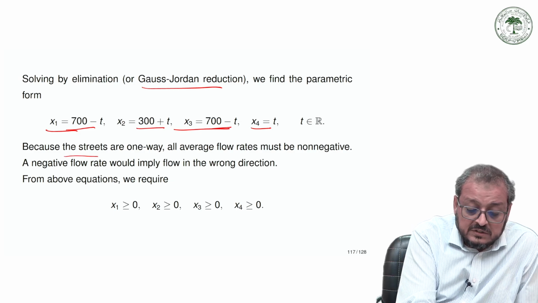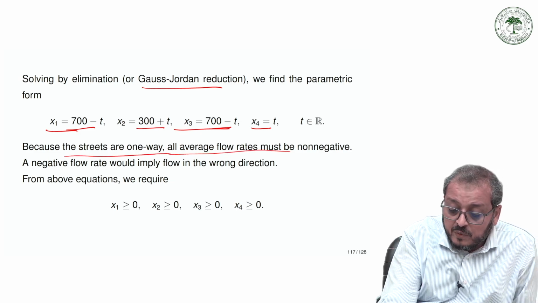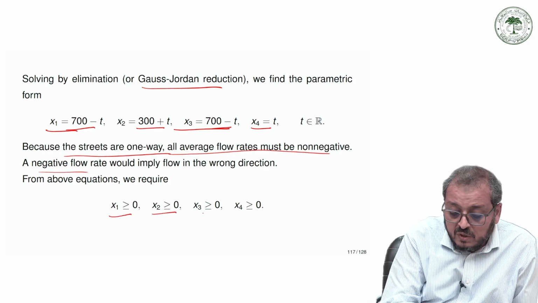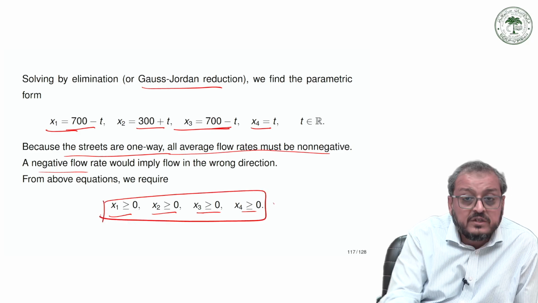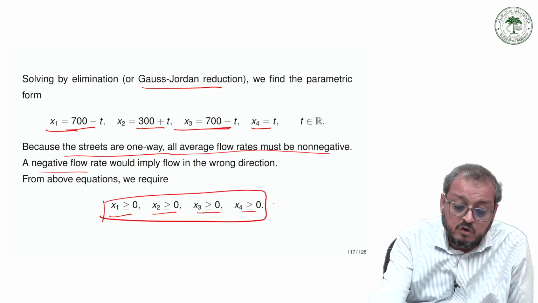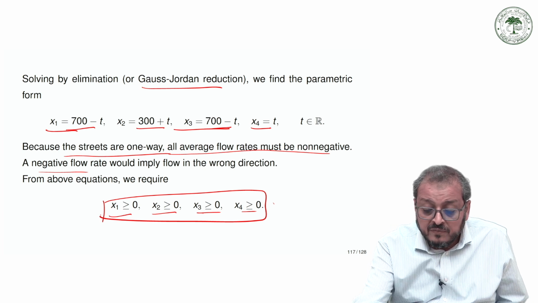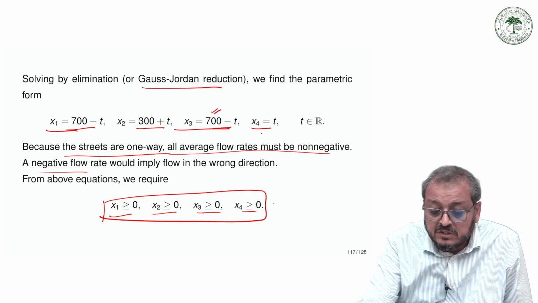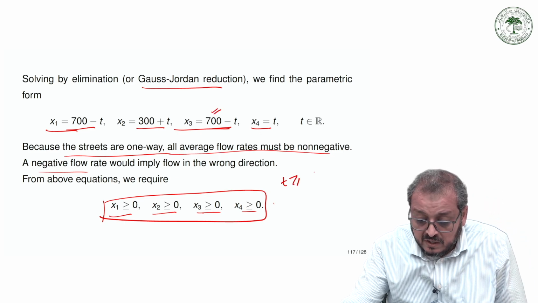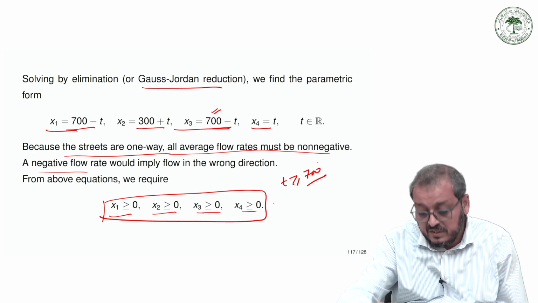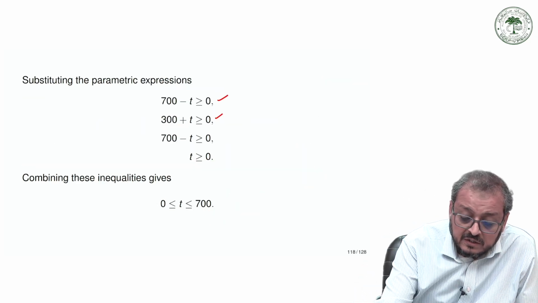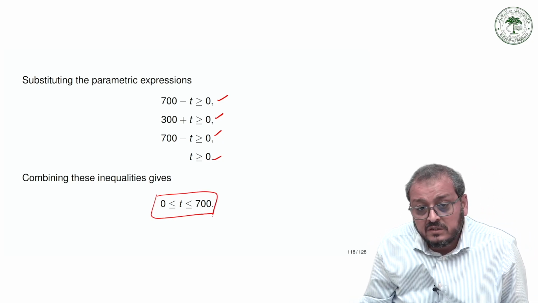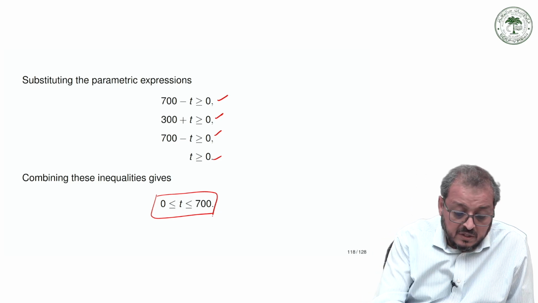Because the streets are one way, all average flow rates must be non-negative. This means x1, x2, x3 must all be greater than or equal to 0, with no negative values. So we have to choose t in such a way that all the values are non-negative. We can choose t to be greater than or equal to 0 and less than or equal to 700. So t lies between 0 and 700, combining the inequalities.